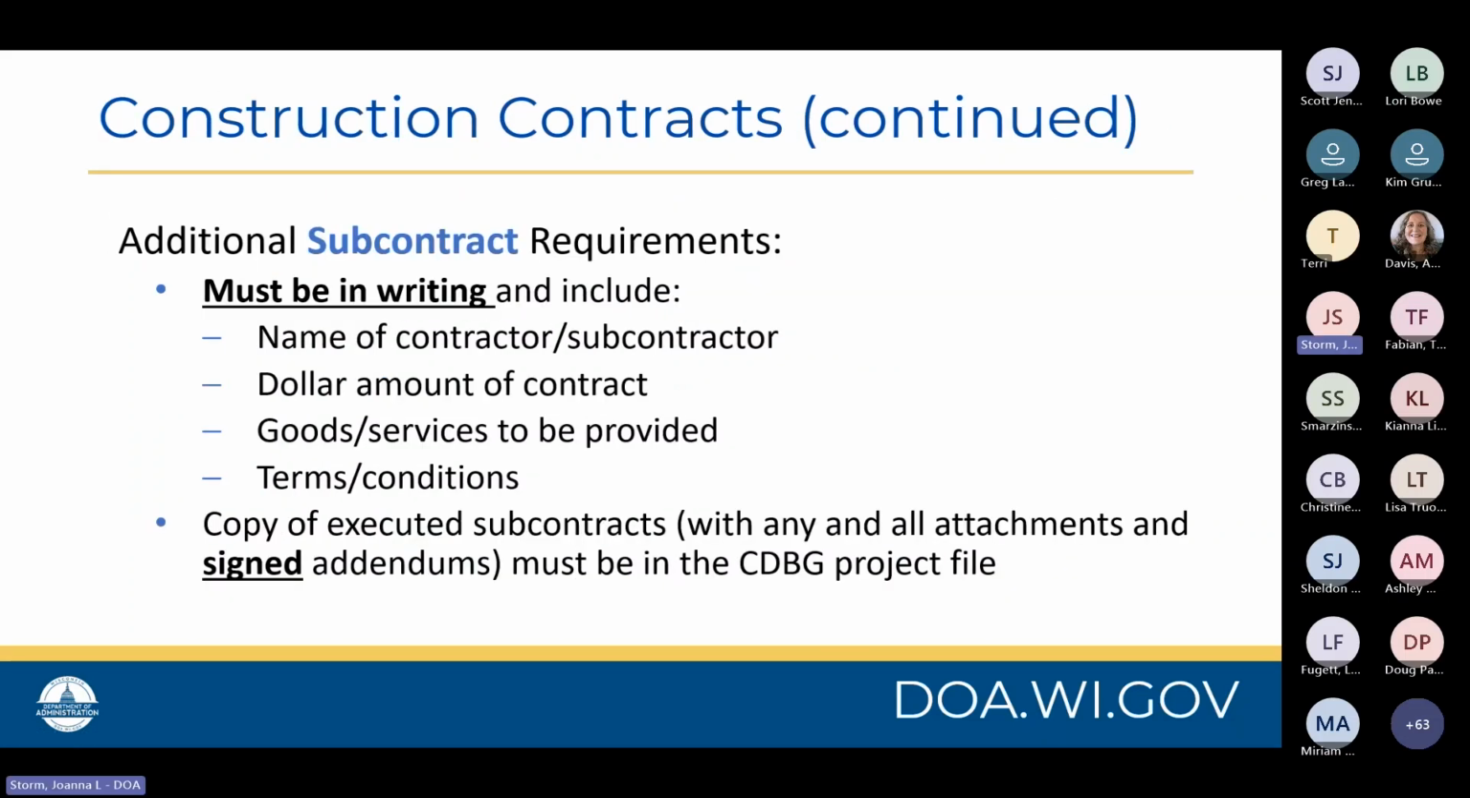There are additional requirements when it comes to subcontracts. All subcontracts must be in writing, and they must include the name of the contractor or subcontractor, the dollar amount of the contract, a list of the goods and services to be provided, and they must detail the terms and conditions of the agreement. A copy of all executed subcontracts with any and all attachments and signed addendums must be in the CDBG project file. These items in particular are most definitely reviewed during the monitoring process.